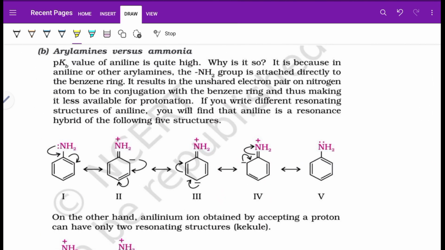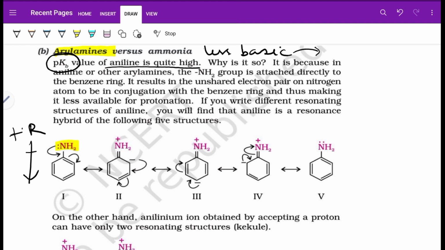Next comes the comparison of aryl amines with ammonia, where I already have mentioned that aryl amines are less basic on account of plus R effect, where the electron density moves away from the nitrogen atom towards the benzene ring. Thus, the pKb value of aniline is quite high. Why is it so? Because it is less basic in nature. And why is it less basic?